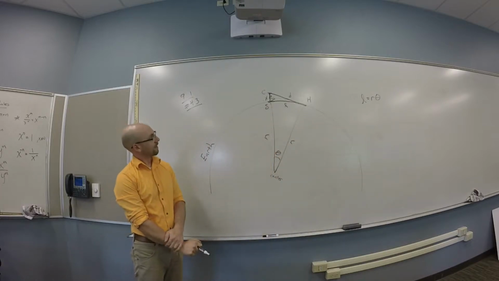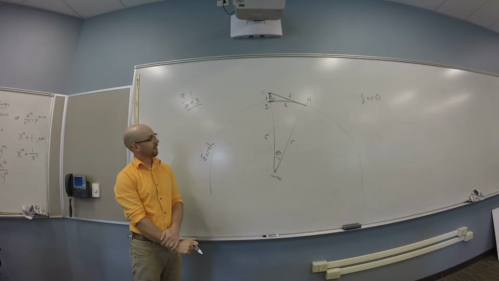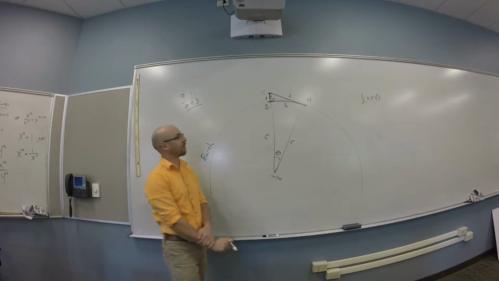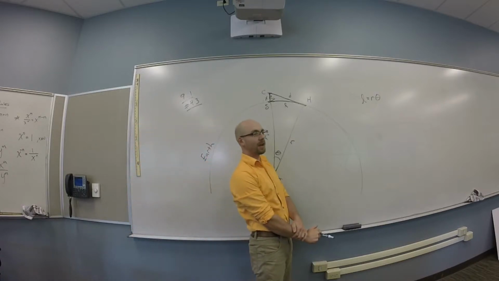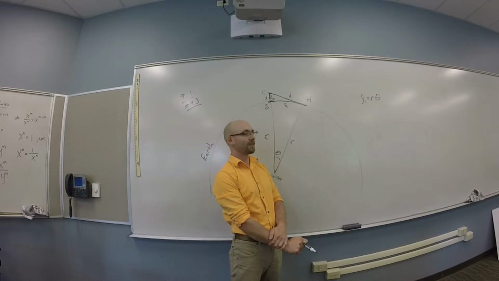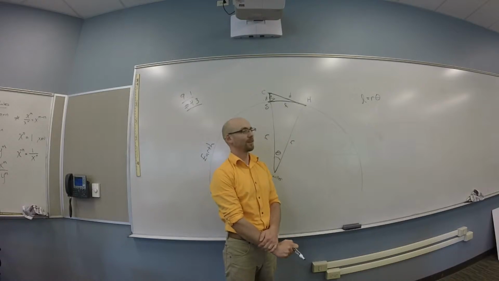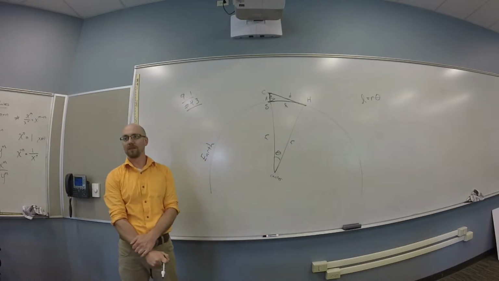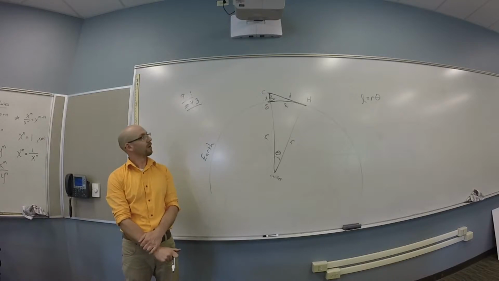What else? I thought the R was squared. In the arc length? Yeah, so the arc length is the radius times the angle. There's an R squared in the formula for areas of sectors, but I'm doing arc length. Cool? Yes? All right. How do I get D out of this?